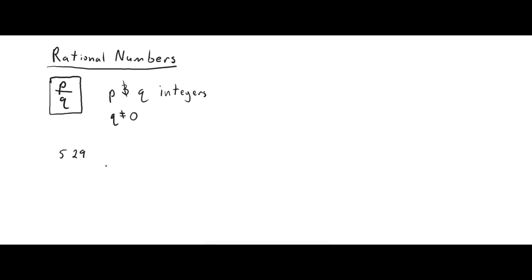Okay, how about something like 3.2? Is that a rational number? Well, that 0.2 is the same as 1/5, so 3.2 is the same as 3 and 1/5. And I can convert that into an improper fraction, which is the same as 16 over 5. So there you go. I've taken 3.2, rewritten it as a fraction. Therefore, 3.2 is a rational number.